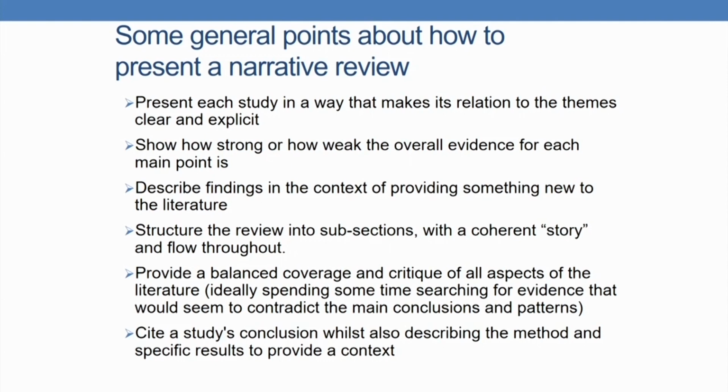We have to show how strong or how weak the overall evidence for each main point is. We have to describe the findings in the context of providing something new to the literature. We must structure the review into subsections with a coherent story and flow throughout. We can also provide balanced coverage and critique of all aspects of the literature, and ideally it is good to spend some time searching for evidence that would seem to contradict the main conclusions and patterns. We can also cite a study's conclusion while also describing the method and specific results to provide context. This, in a nutshell, is how to provide the narrative or traditional review of literature in development research.